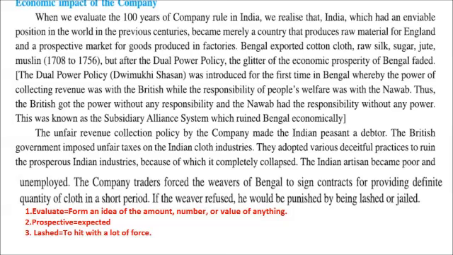The company traders forced the weavers of Bengal to sign some contracts where they had to provide a fixed quantity of cloth but in a short time period. If the weaver refused to do so, he would be punished by being lashed, matlab चाबुक से मारना या फिर to hit them with a lot of force, or he was imprisoned, that is jailed.